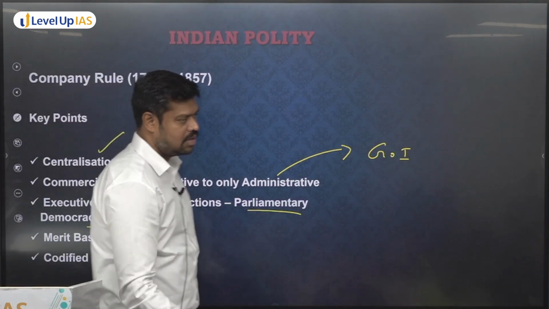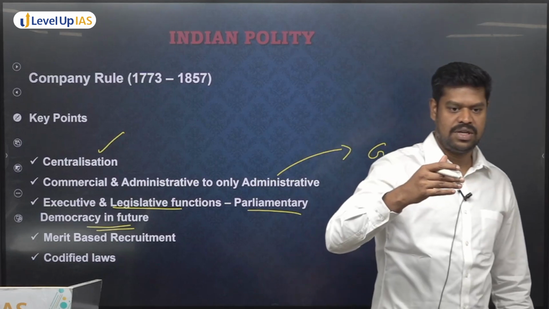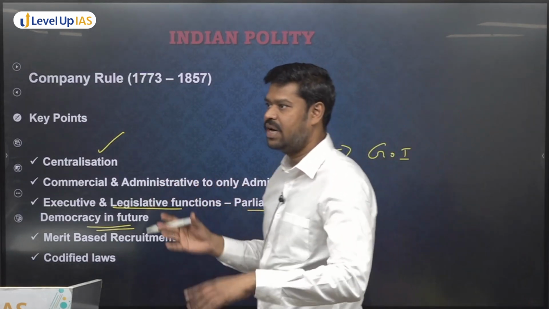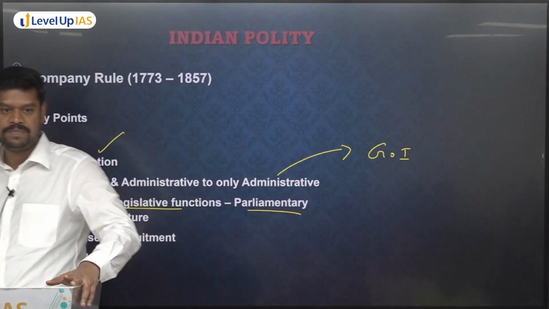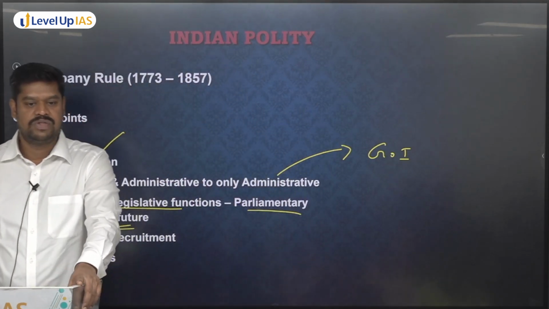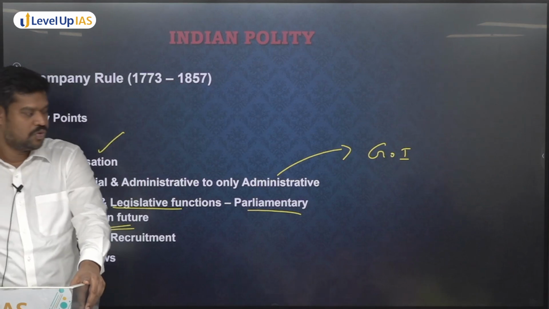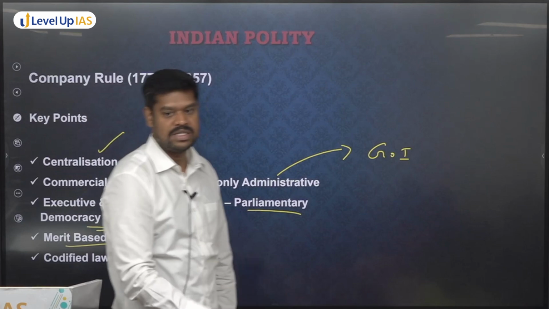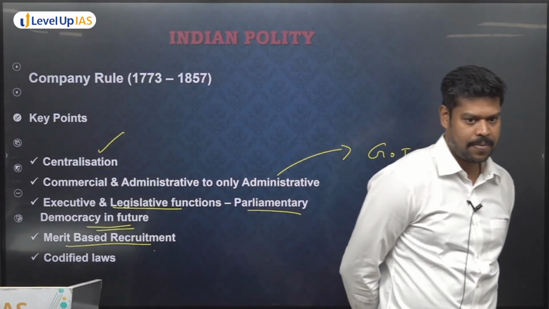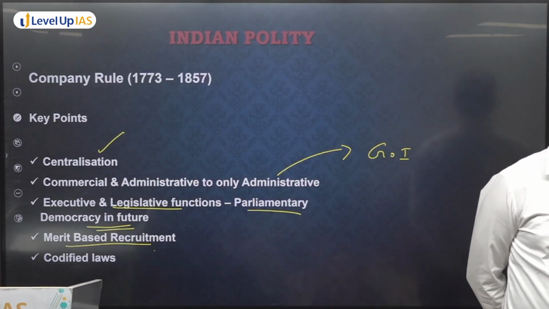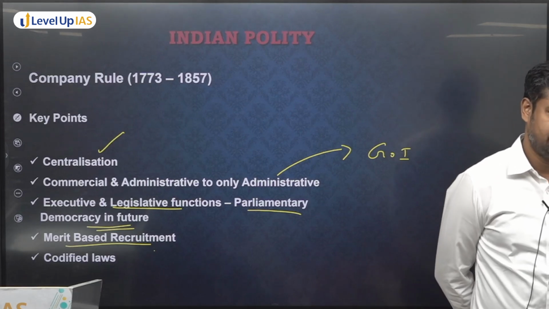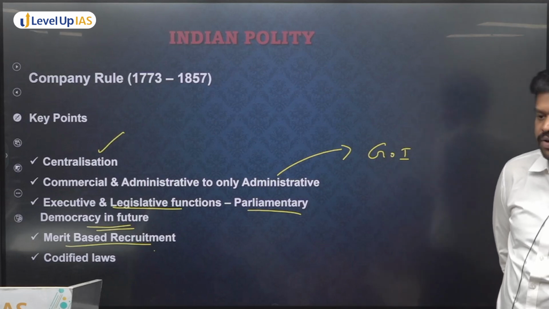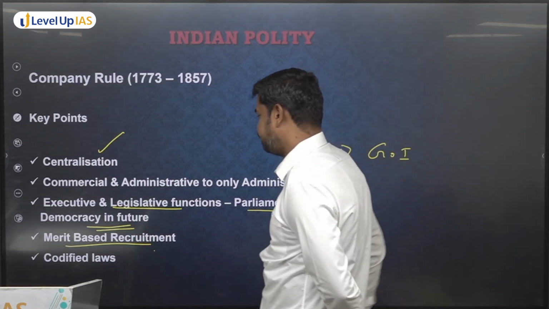Among all the acts that you have seen, where did the genesis start for parliamentary democracy, that is, separate legislative and executive functions? It was in 1833, which was further improved in 1853. The next thing is, this is also the basis of merit-based recruitment. Where is the genesis of merit-based recruitment? 1833 again. In 1833 they tried to introduce it, but they failed. Subsequently it became a reality in 1853. So this is also very important.